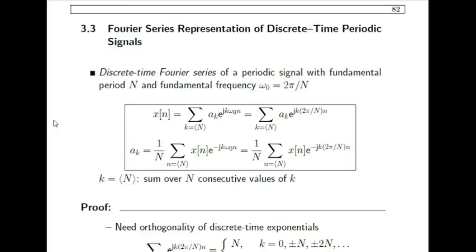So the next topic which we are going to learn in this tutorial is the Fourier series representation of discrete time periodic signals. For discrete time periodic signals we consider fundamental period N and fundamental frequency omega naught, which is 2 pi by capital N, and we have a signal x[n] where x[n] equals the summation over k equals, in angular braces, N.